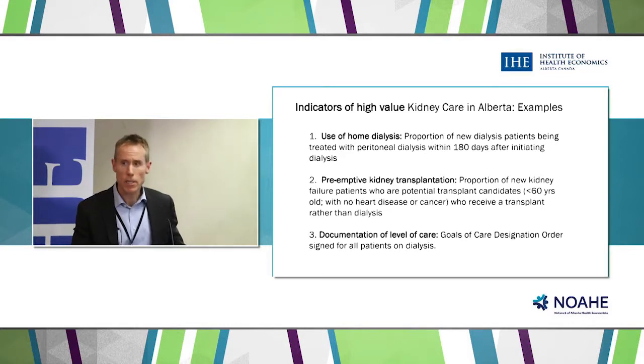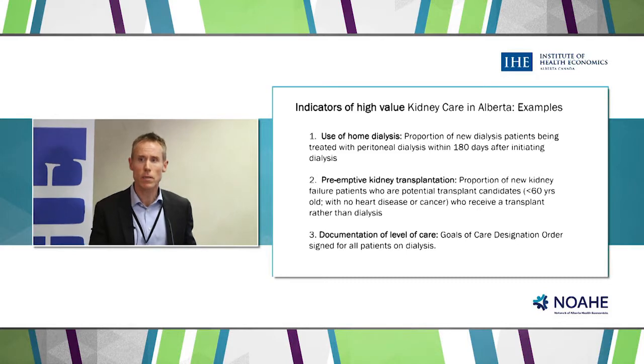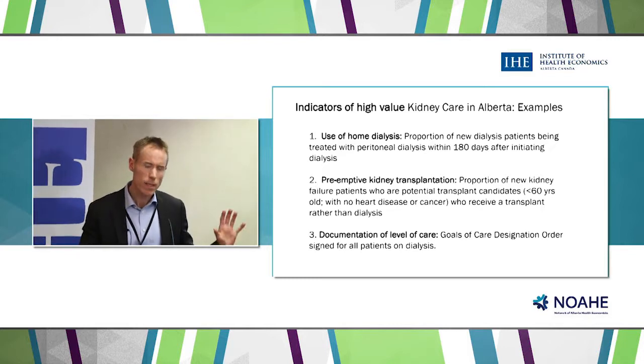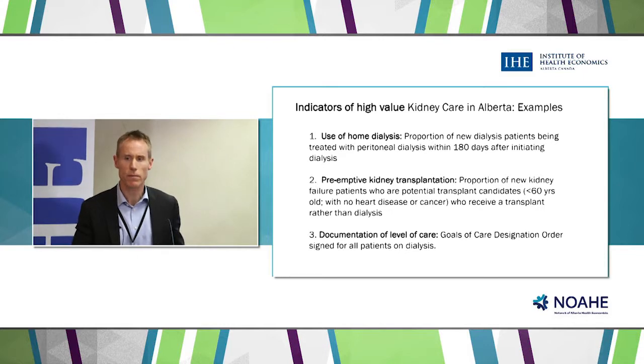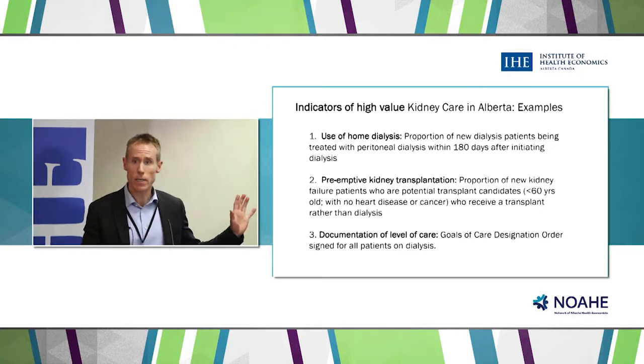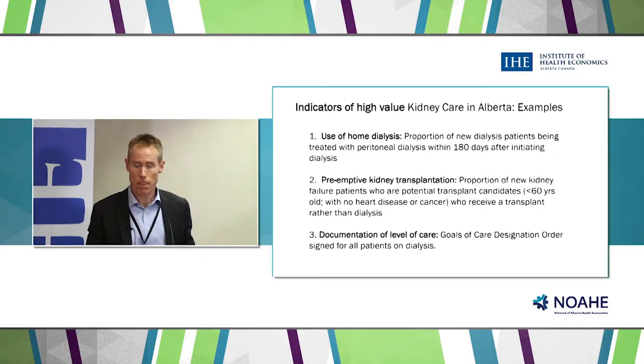And then documentation of levels of care, making certain that when people start dialysis, we know what their goals of care are, so that we can honor those, and that we don't spend additional resources doing things that a person may not have wanted done to them in hospital. These would look very different for cardiology, and very different for primary care, but these are the kinds of indicators we can embed that take costs into account, and also effectiveness.